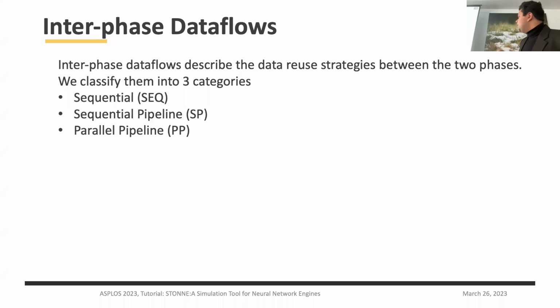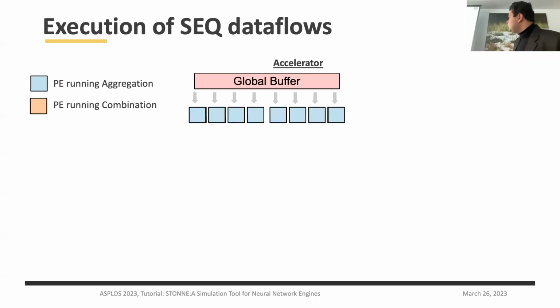Inter-phase data flows define how the data flows, how the reuse happens between the phases, and we classify them into 3 categories: sequential, sequential pipeline, and parallel pipeline. And I'll go into these in more detail now.